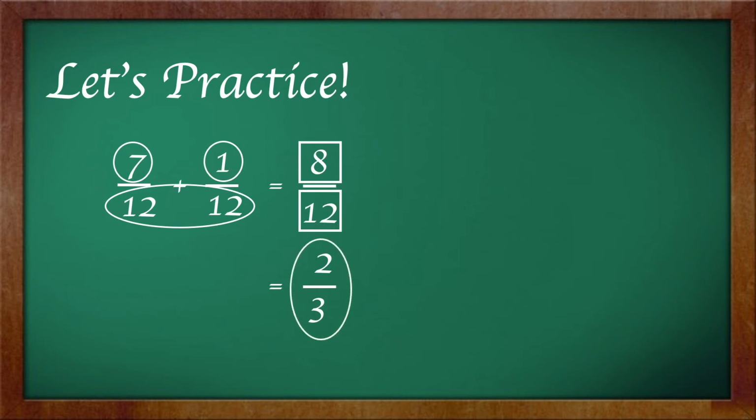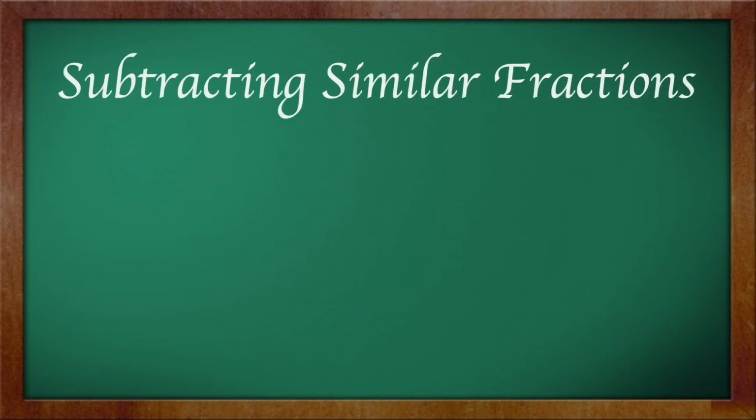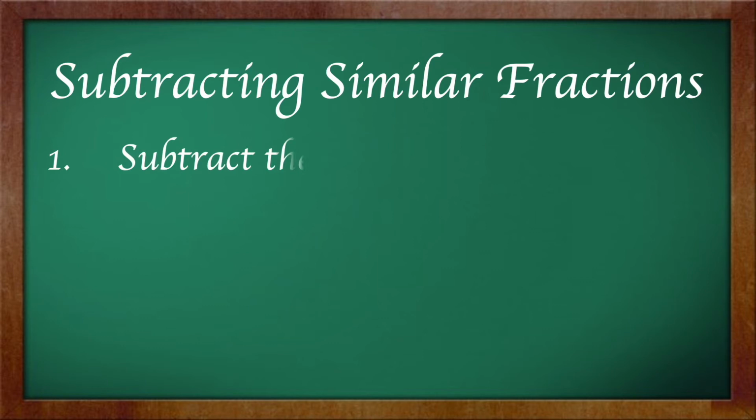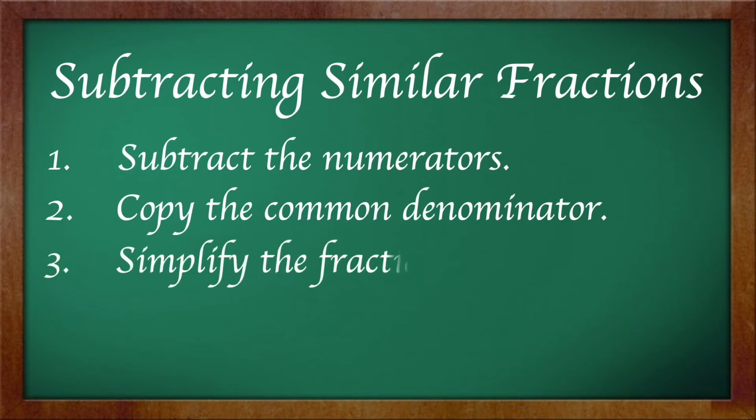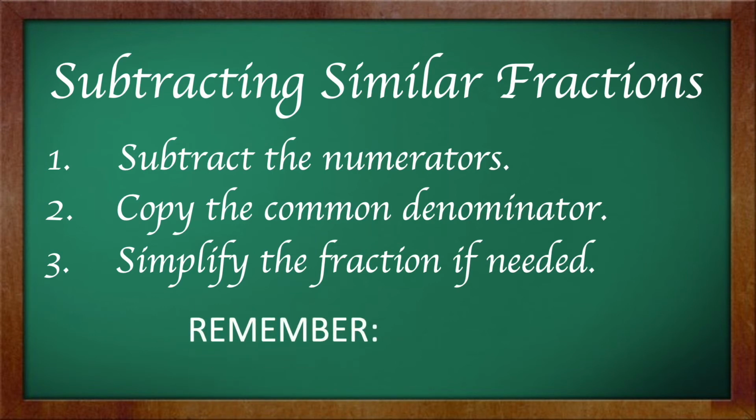Let's now go to subtracting similar fractions. Here are the steps in subtracting similar fractions. First is to subtract the numerators, then copy the common denominator, and simplify the fraction if needed. Remember, in a fraction, the number above is the numerator and the number below is the denominator.